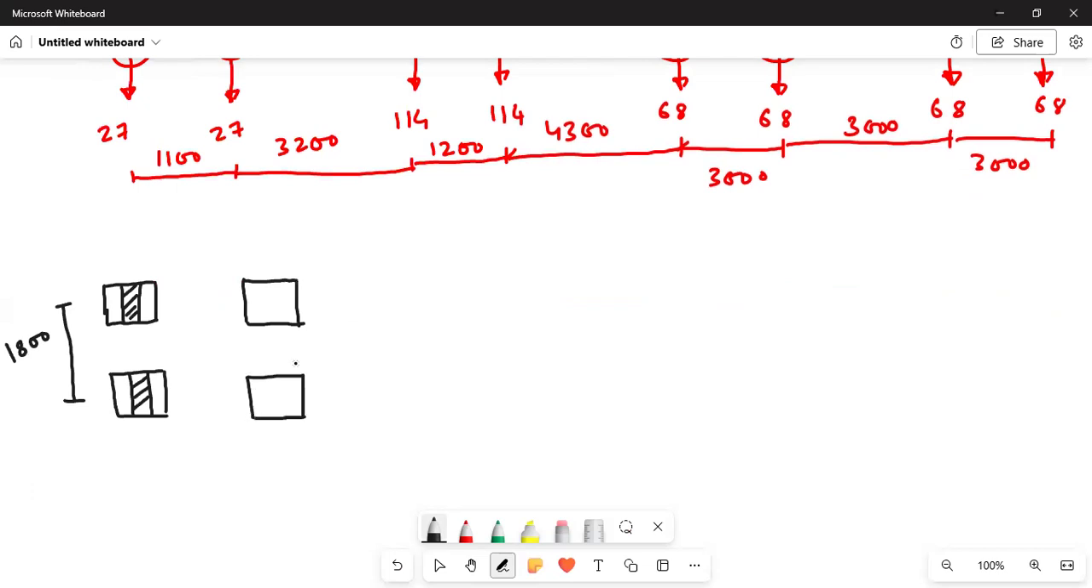Okay, the width of the tire is W, and the distance of the contact surface is denoted by B. W and B will be different for different loading. 114 will have a different dimension because that is the highest load. 27 will have a different dimension because it is the least axle load. So this is how the plan will be. You can continue with the other axle loads. This is how it will look.